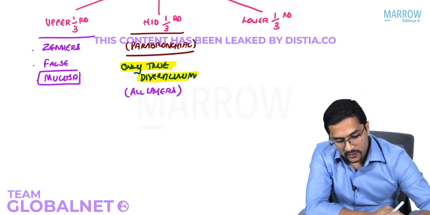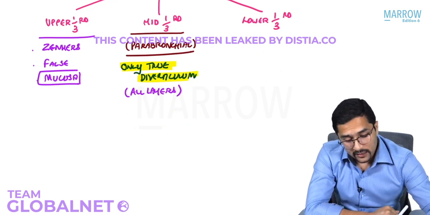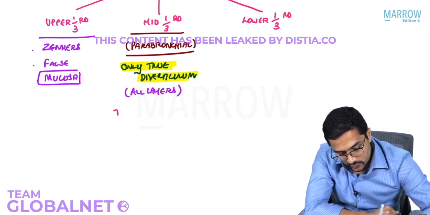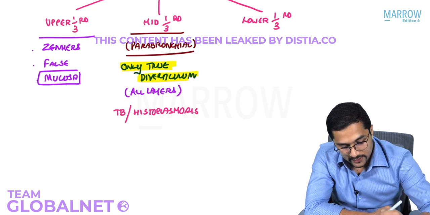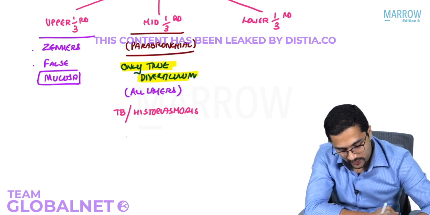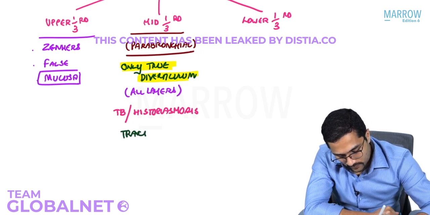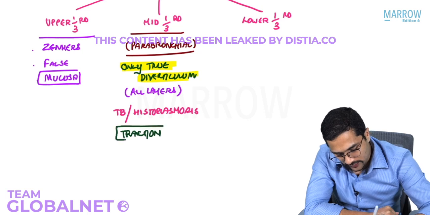Now this parabronchial diverticulum is seen in 2 conditions. It is seen in tuberculosis and it is seen in histoplasmosis. And what is the cause of this? This is an example of a traction diverticulum.